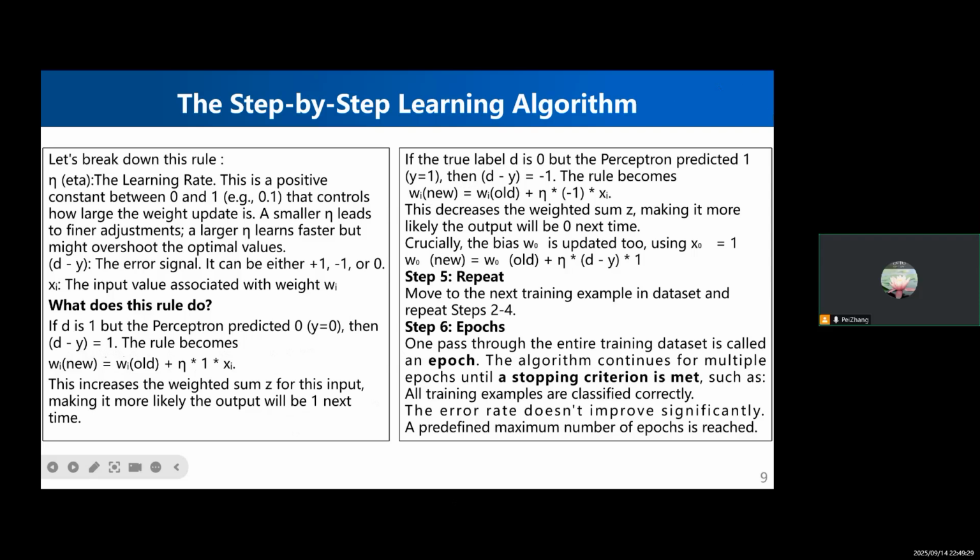If the true label D is equal to 0, but the perceptron's prediction is equal to 1, therefore the error D minus Y is equal to -1. The rule becomes the new weight is equal to the old weight plus eta multiplied by -1 multiplied by xi, the input. This decreases the weighted sum Z, making it more likely the output will be 0 next time.